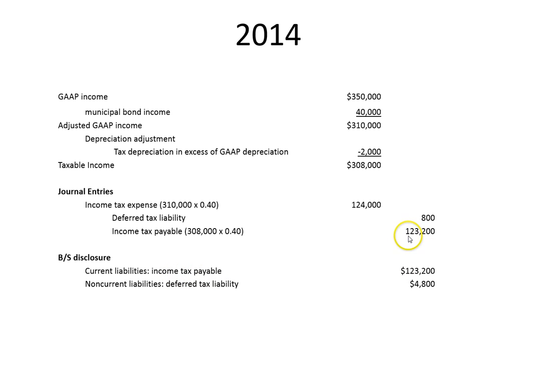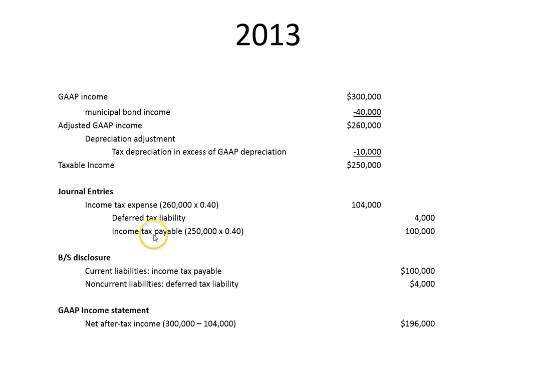That's the $123,200, exactly what we computed here. The non-current liability, called deferred tax liabilities, now has a balance of $4,800. $4,000 balance initiated in 2013, and an $800 addition to that balance in 2014.